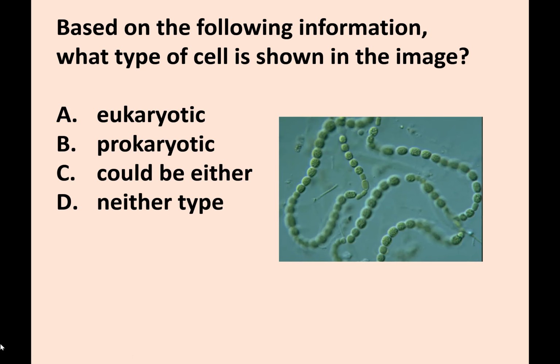What about this guy? Take a look. Okay, so this has cells and it's green, but we really don't have enough information. So you would have to answer could be either. And just so you know, this is actually a prokaryote. This is cyanobacteria. Some of these cells are examples of photosynthesizing bacteria. But based on the information I gave you, you couldn't tell.